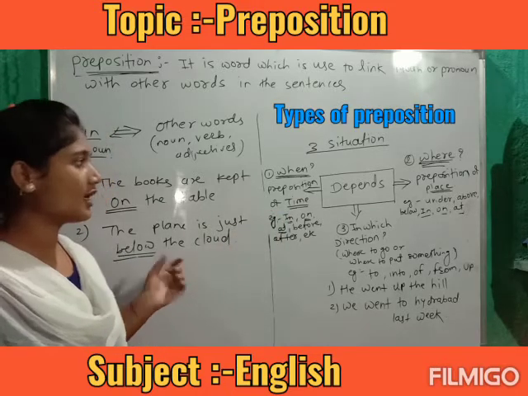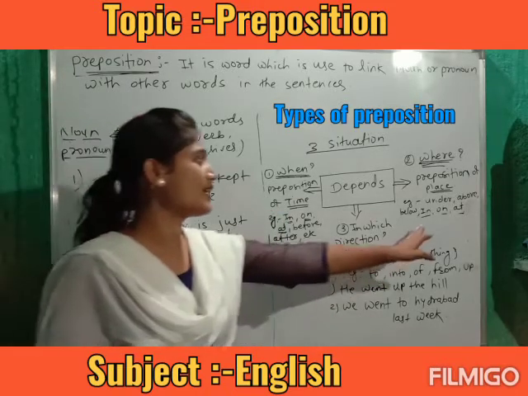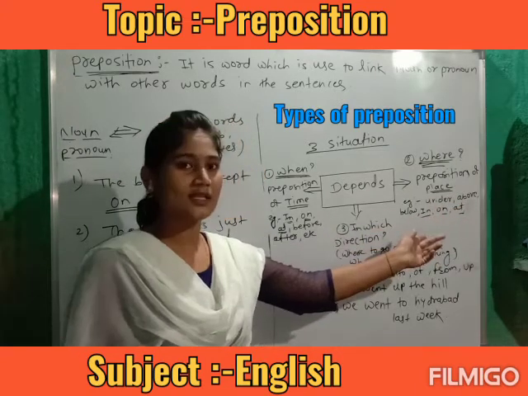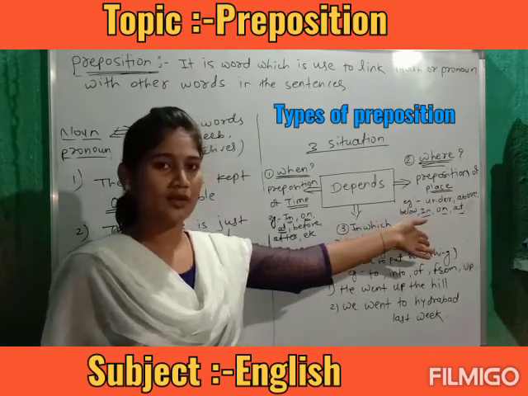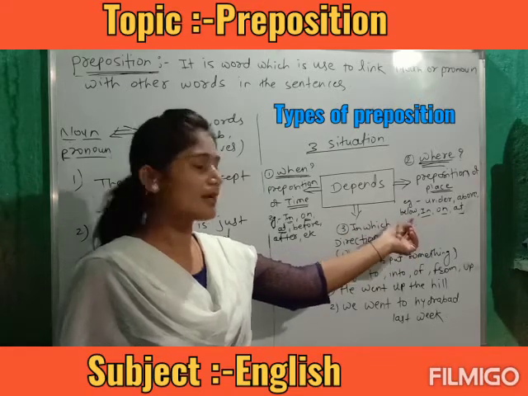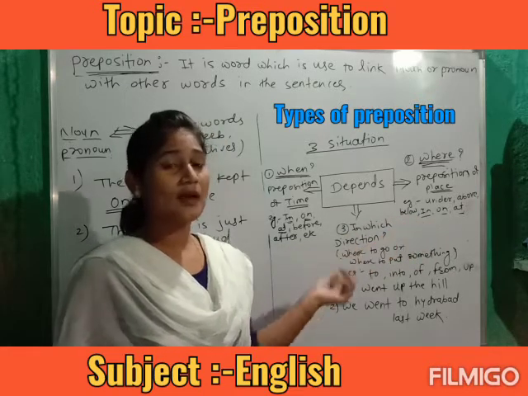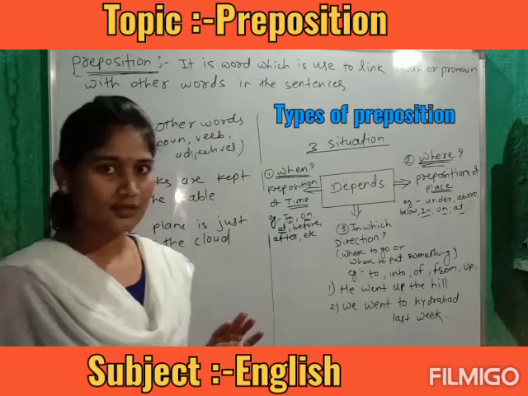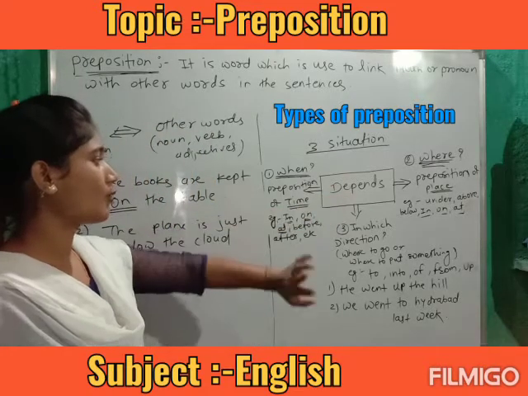Understood, guys? Not only these two examples, you can take many examples related to at, under, above, in, on, below, like this. That is for your practice only. So just make some sentences related to this, but they must be related to place. Okay, understood this one? I hope you understood this second topic also.